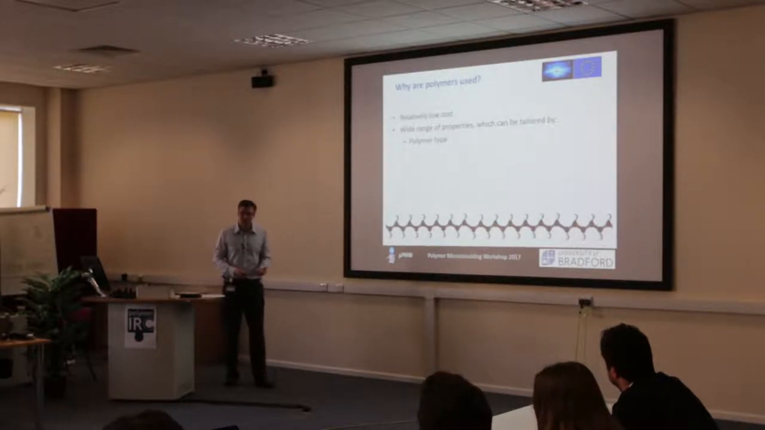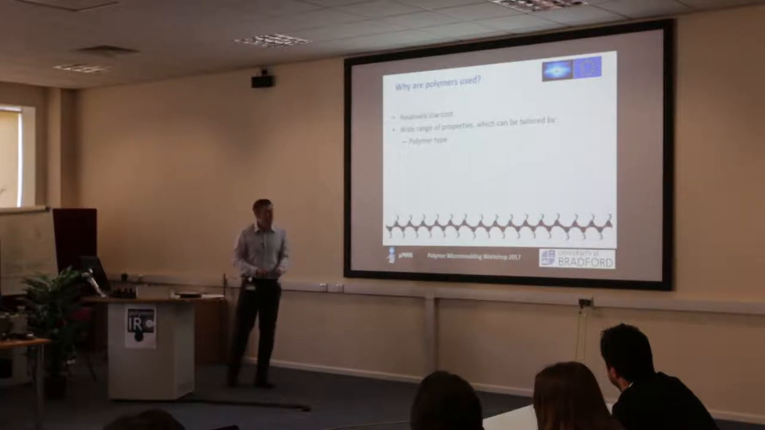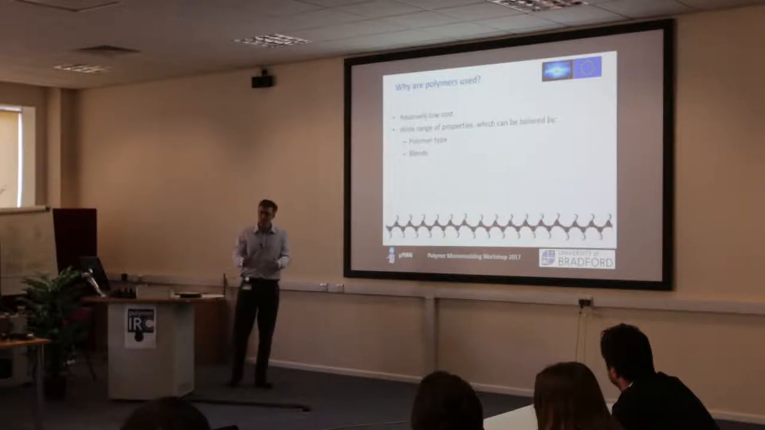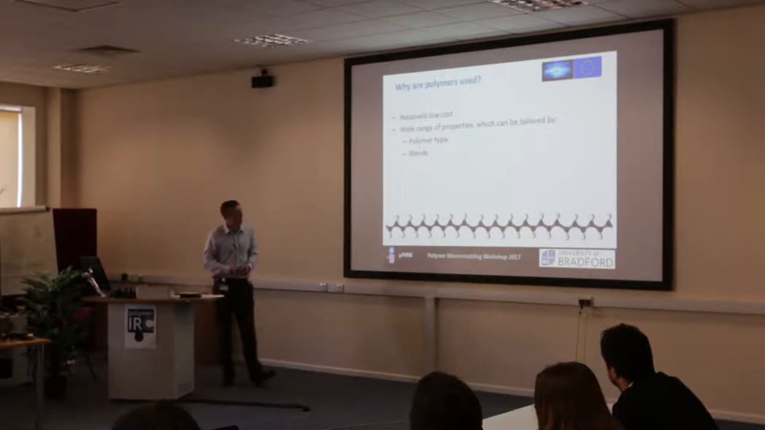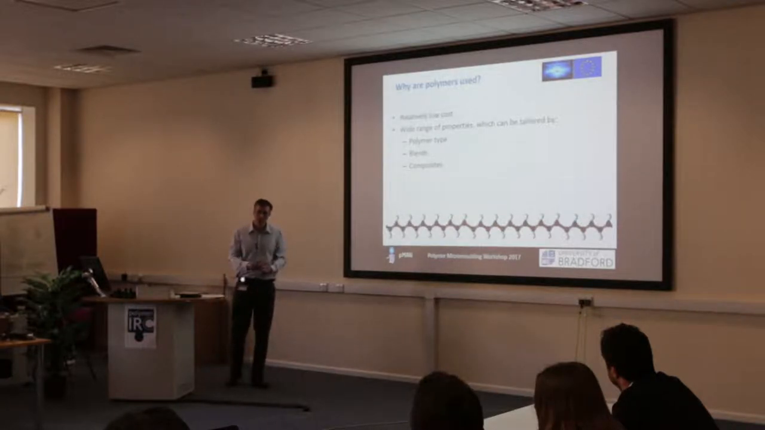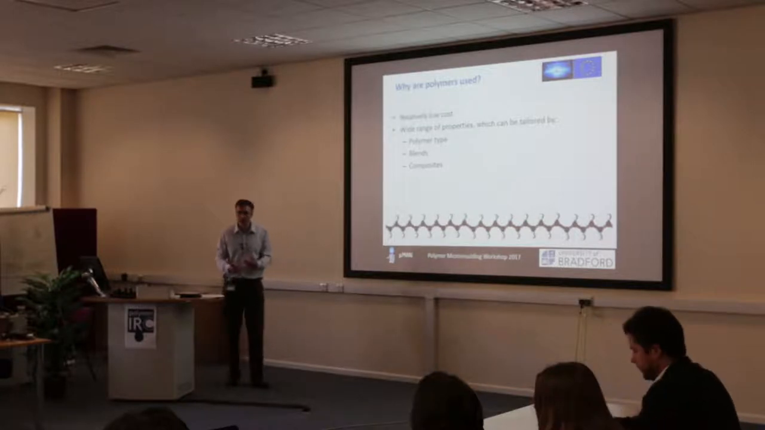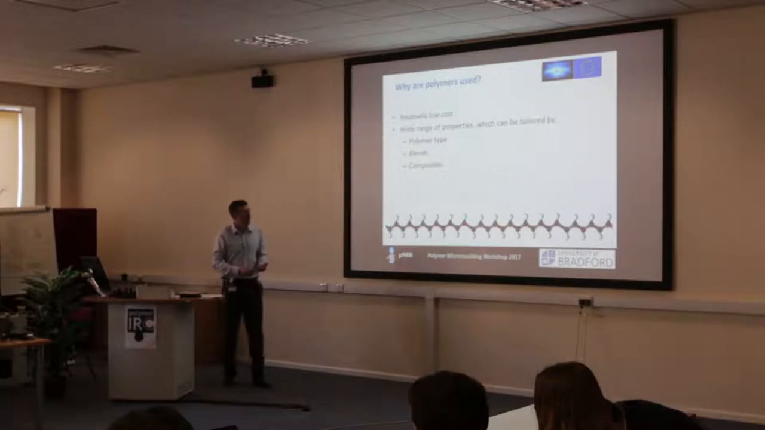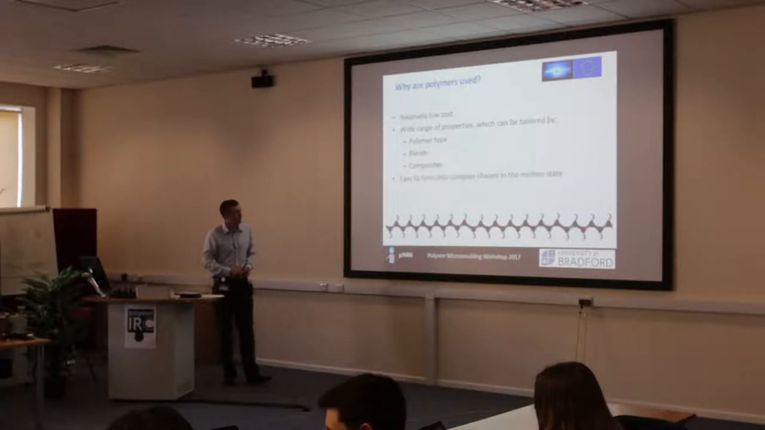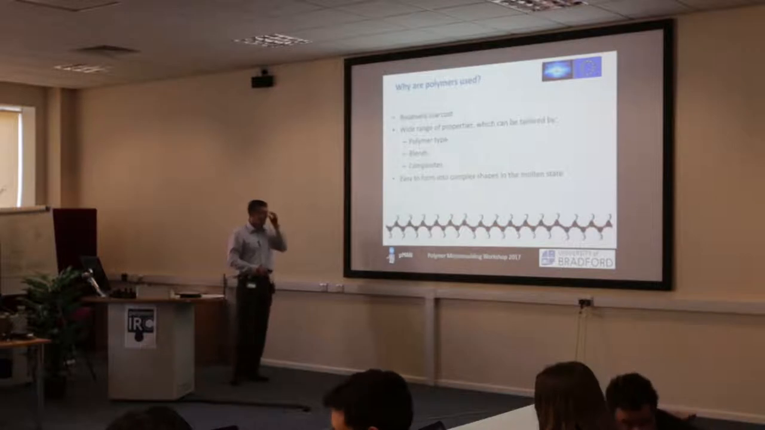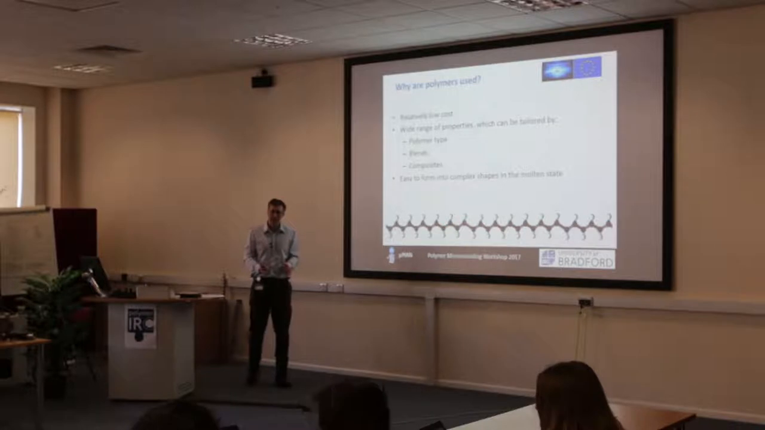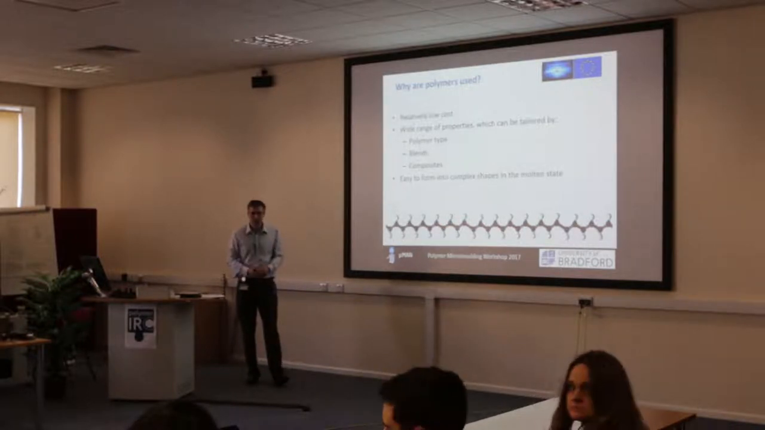And we can tailor these properties obviously by choosing the type of polymer to use. We can blend different polymers together to get benefits from different types of polymeric properties. And we can add other materials to form composites. So we can improve the properties of polymeric materials by adding fibrous materials or nanofillers to get some beneficial property. And very importantly as well, they're easy to form into complex shapes in the molten state. That's one of the real benefits of polymers compared to other materials such as metals.